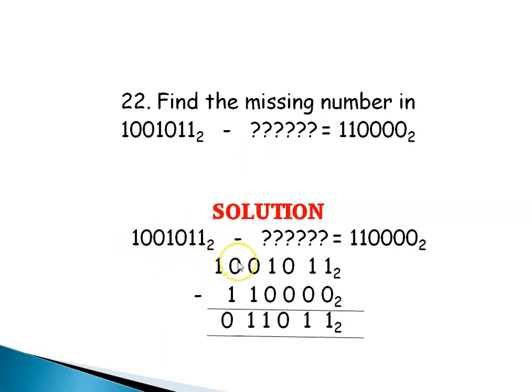I'll put it here. It becomes 2. I'm still going to borrow 1, put it here. 2. So that 2 minus 1 will give me what? 1. So that's why my answer is 1.